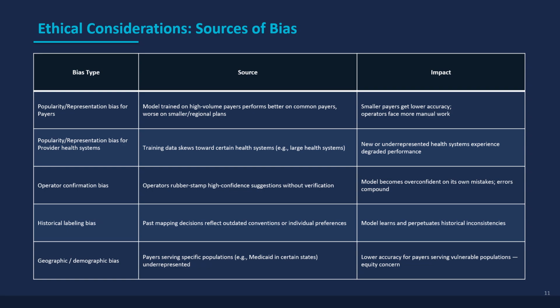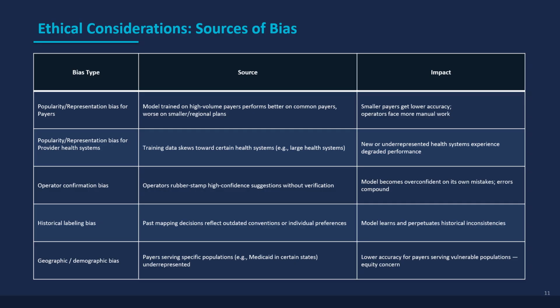Popularity representation bias for provider health systems. Training data could be skewed towards larger health systems, so new or underrepresented health systems experience degraded performance. Operator confirmation bias. If operators feel comfortable with the recommendations that the machine learning model is making, they may not review every single recommendation. They may choose to simply accept the recommendation provided by the ML. Then the model becomes overconfident on its own mistakes, and errors compound.